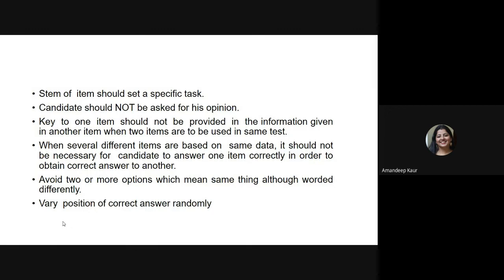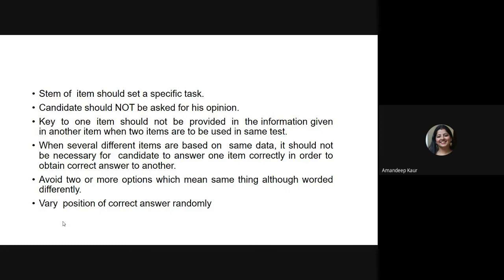When several different items are based on the same data, sometimes the teacher is also designing interpretive exercises based on the content given. In that case, the teacher is again going to design multiple choice test items. It should not be necessary for the candidate to answer one item correctly in order to obtain the correct answer to another item. Items need not be correlated with each other. Every item must talk about an individual learning outcome.